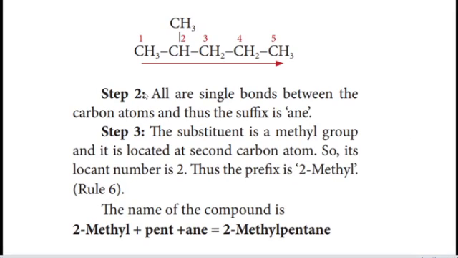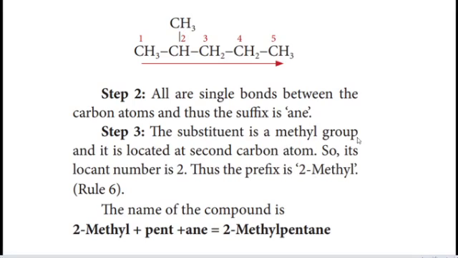Then all are single bonds: between the first and second carbon, second and third, third and fourth, fourth and fifth, all are single bonds between the carbon atoms, and thus the suffix is "ane." Next, step 3. The substituent is a methyl group. CH3 is the methyl group. If it is C2H5, that is an ethyl group. Here only CH3 is present in the substituent, so that is a methyl group.